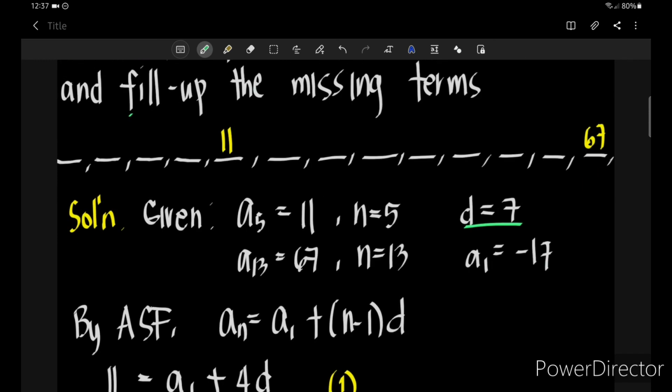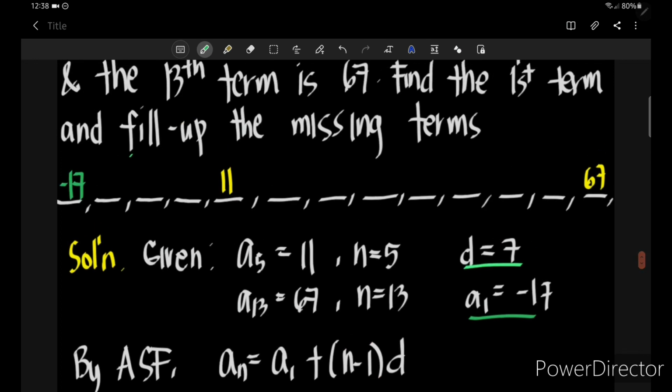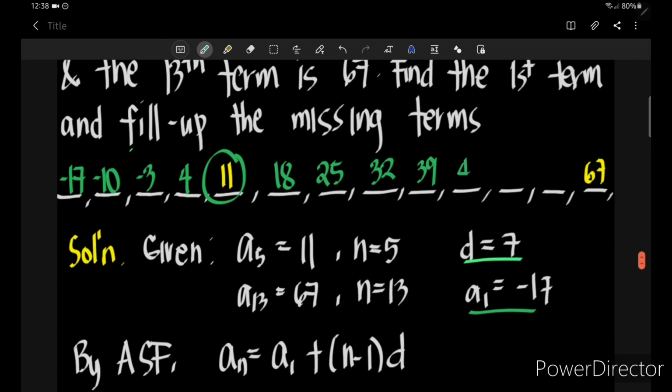Now, pwede na natin palitan or i-fill up yung ating mga terms. So, sabi natin, yung a sub 1 is negative 17. So, we have negative 17 here. Plus 7, negative 10. Plus 7 is negative 3. Susundan ng positive 4. Plus 7, and that's our fifth term, 11. Plus 7, 18. 25. 32. 39. 46. 53. 60, plus 7, and that is our 13th term na 67.